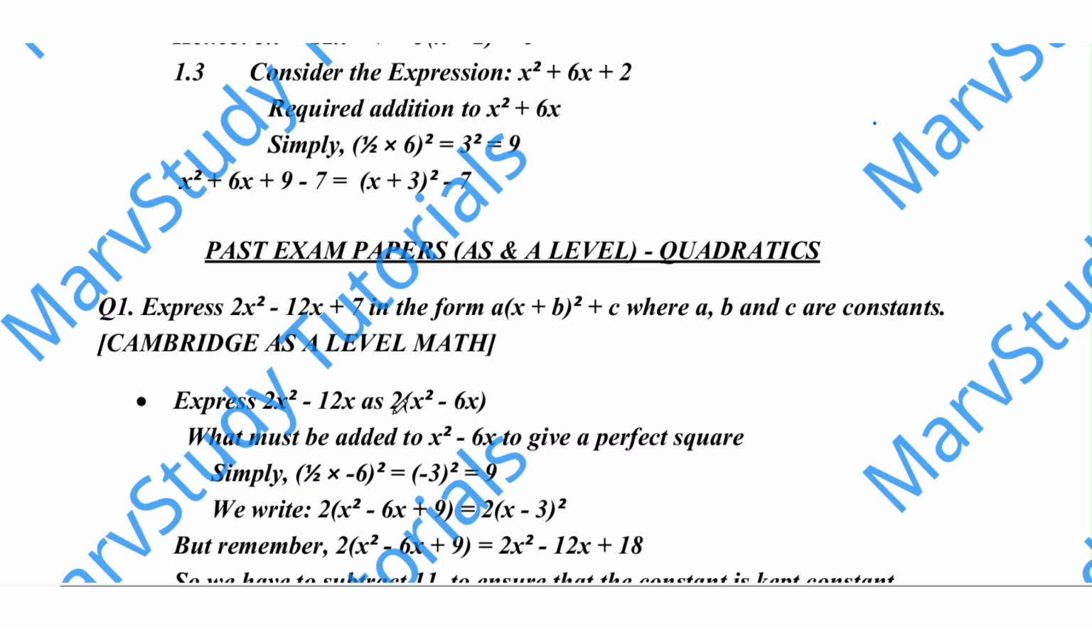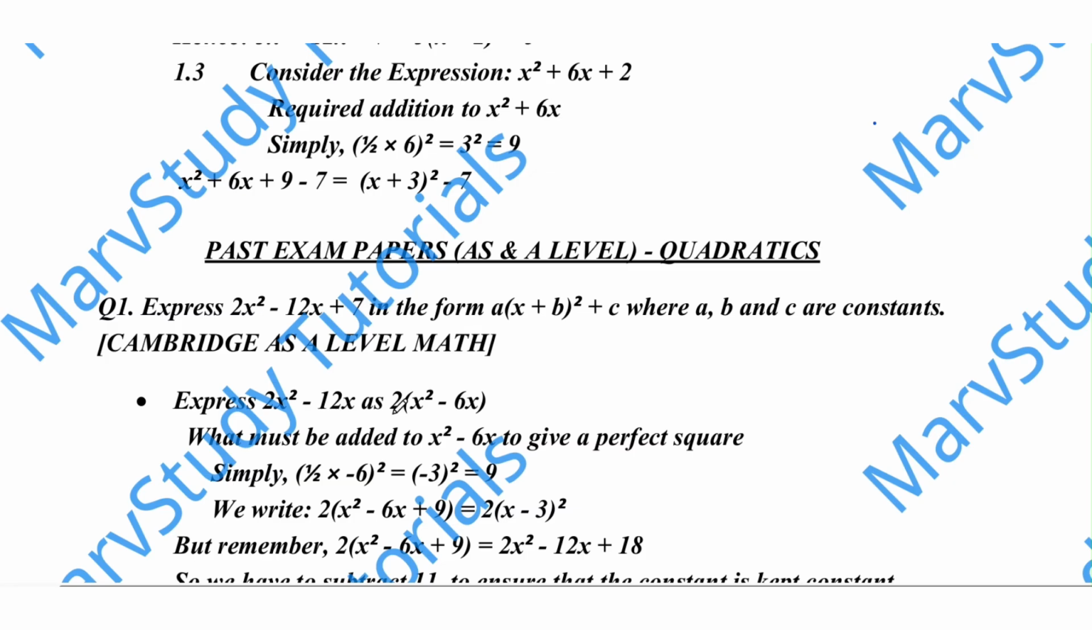2 can go into 2x squared, and 2 can go into negative 12x. So if 2 goes into 2x squared, we're going to have x squared, and if 2 goes into negative 12x, we're going to have negative 6x. So we now have 2 bracket x squared minus 6x. That's like a form of factorization. Then the next question is, what must be added to x squared minus 6x to give a perfect square?